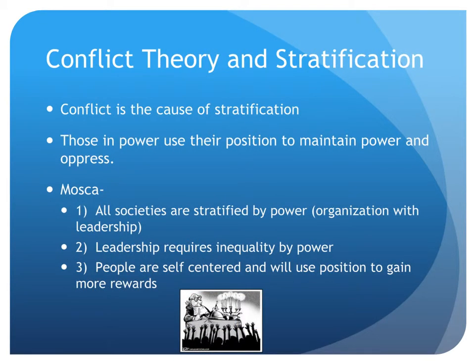Conflict theorists take a different tack. They argue that conflict is actually the cause of stratification, that those with more power or privilege use their position to maintain power. And this is how stratification occurs. Mosca, for example, points out that all societies are stratified by power. There's something different about leadership and everyone else. Secondly, Mosca points out that leadership requires there to be power imbalances. And thirdly, that once people achieve a position of power, they tend to reward themselves.